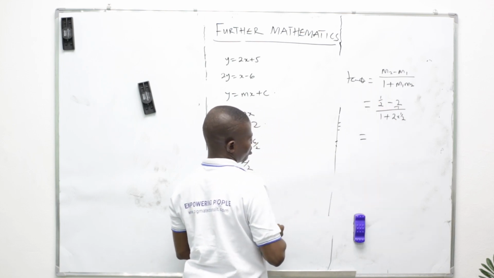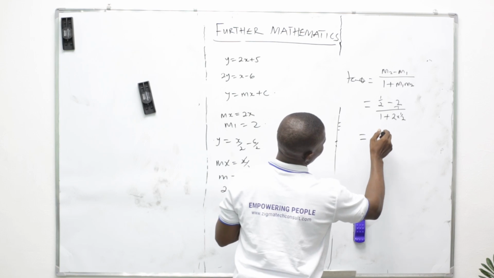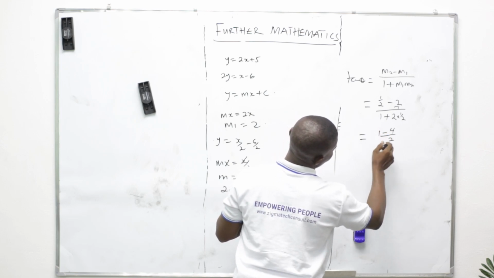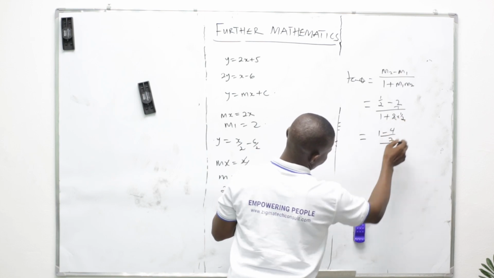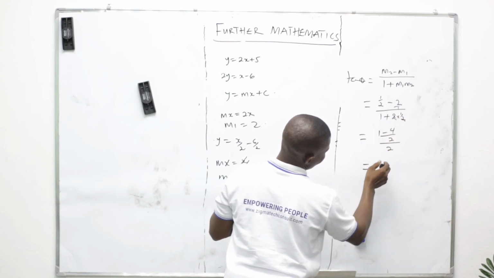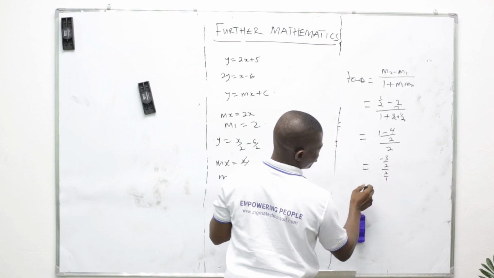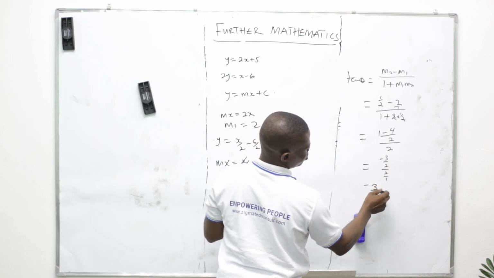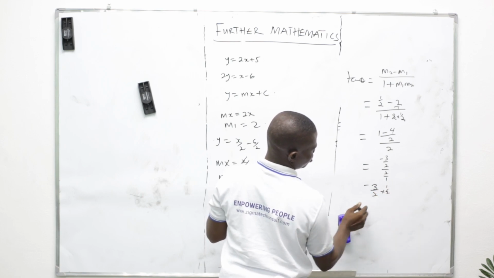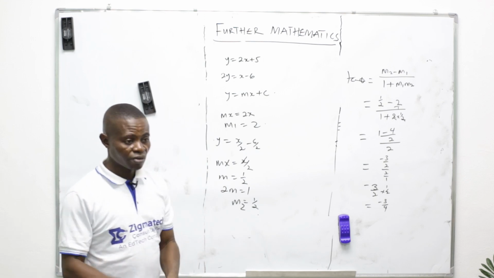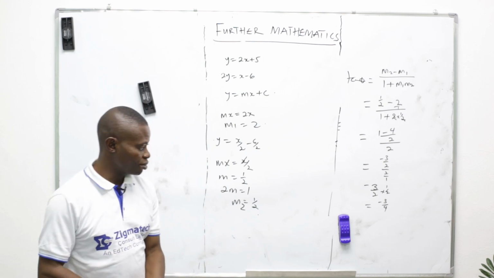That is 1 minus 4 all over 2 all over 2. This will give me minus 3 all over 2 all over 2 over 1. Minus 3 all over 2 times 1 all over 2. I have minus 3 over 4. Okay, minus 3 over 4.